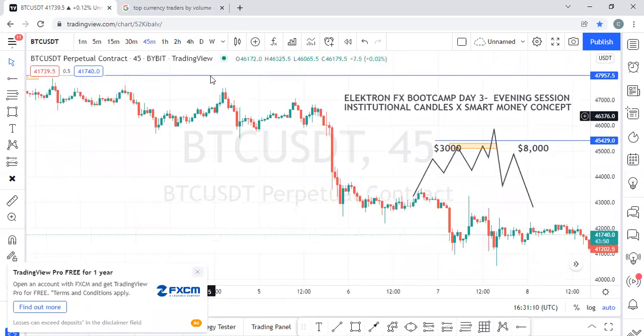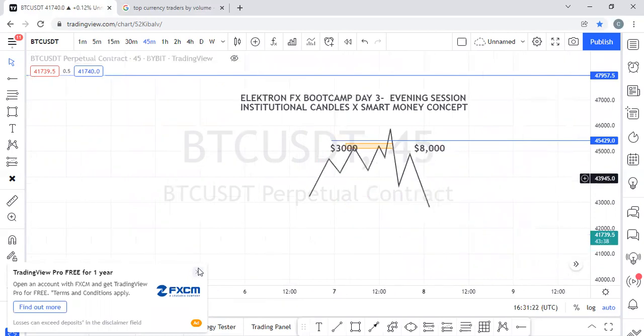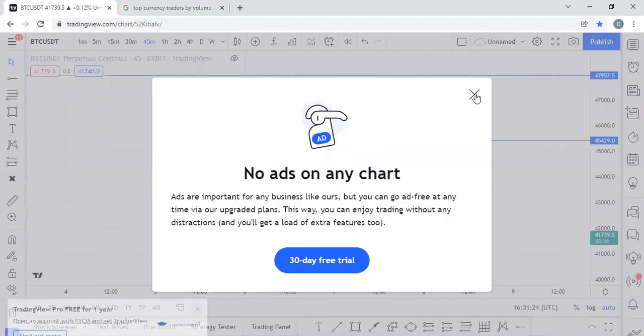Right now, what is the relevance of institutional candles and how can we trade institutional candles? How can we trade institutional candles? Right, this is one of the smart money concepts. I just want to mention this one and we call it a day. Right now, this is the rule of trading institutional candles.